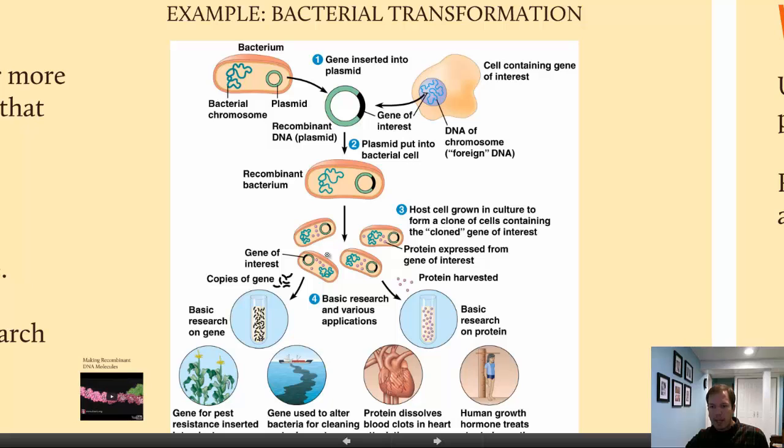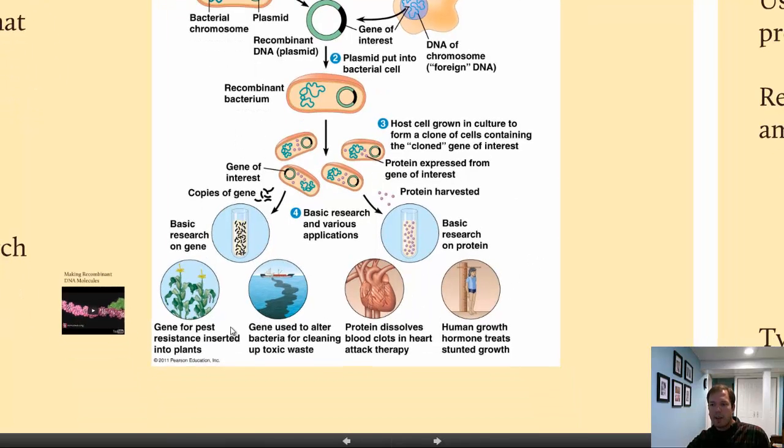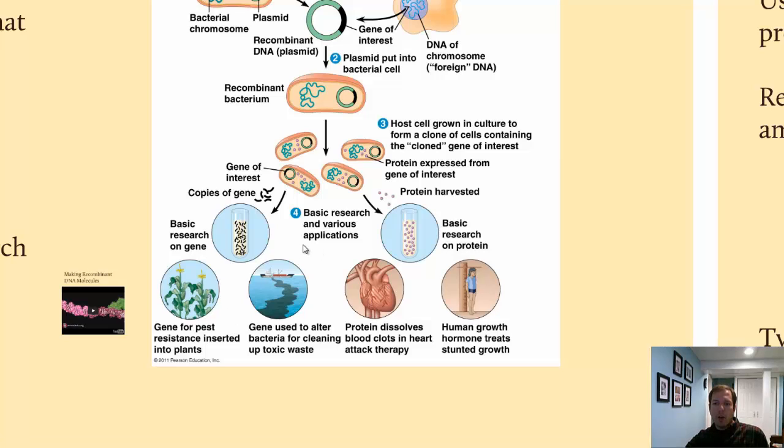So it will replicate and make copies and copies, and a few examples of some ways in which that can be helpful. So we want to do research. So we want to do gene research. We want to make copies of particular genes and look for development of things like pest resistance.